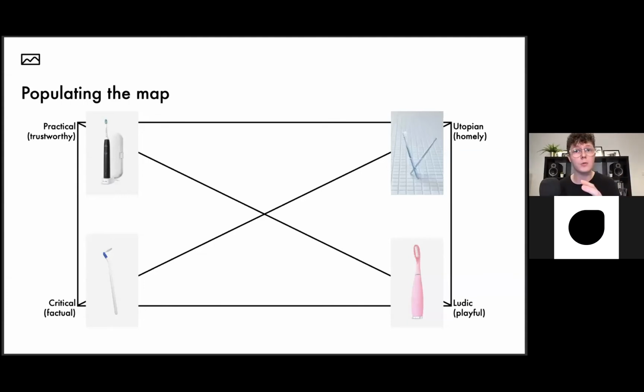Utopian is the homely one where it becomes a little bit more lifestyle. The toothbrush here is really minimal, lifestyle-driven, with simple materials, but maybe you don't trust it as much as you do the electric toothbrush on the left, okay?